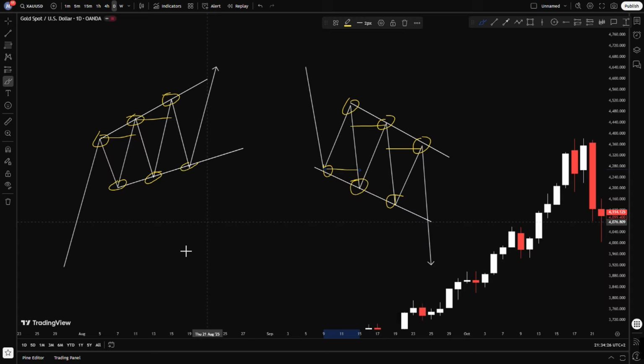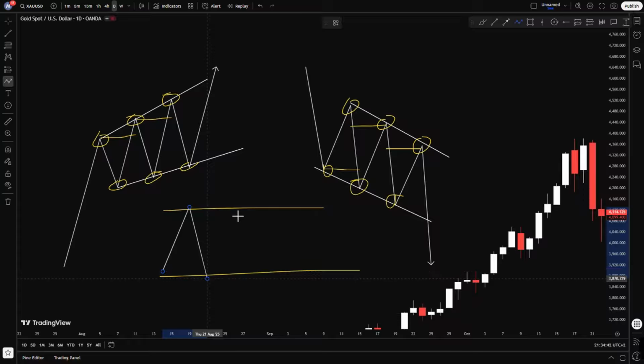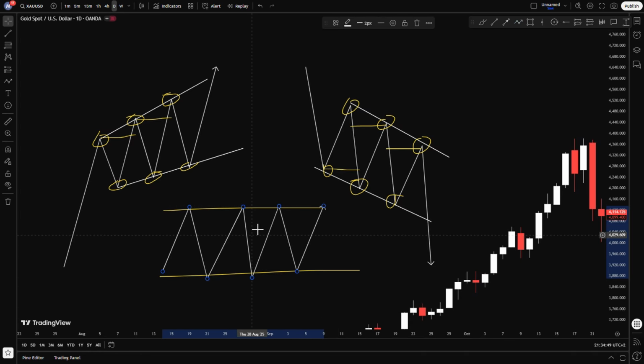We also have a ranging market. In a ranging market, price moves between support and resistance. So let's say we have something like this. Price is only going to move between support and resistance. So this is a ranging market.